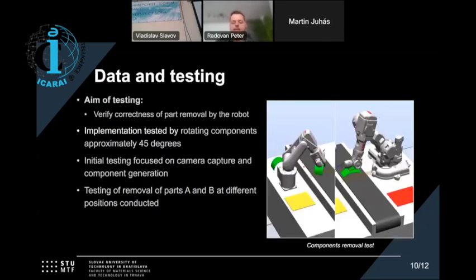The testing phase aims to verify the correctness of part generation and removal by a robot within the simulation environment. During testing, components were rotated approximately by 45 degrees to simulate real-world scenarios. Initial testing focused on camera capture and component generation, followed by testing and removal of parts A and B at different positions to assess the effectiveness of the implemented solution.